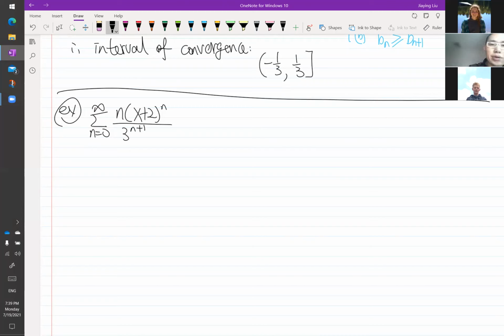So for this, find the radius of convergence and then also the interval of convergence.